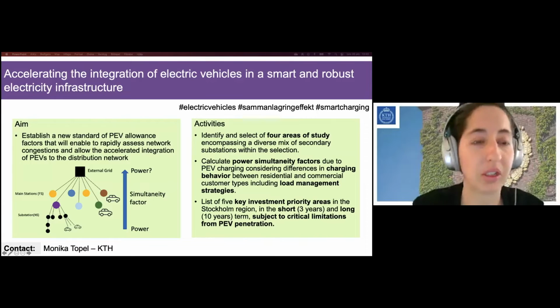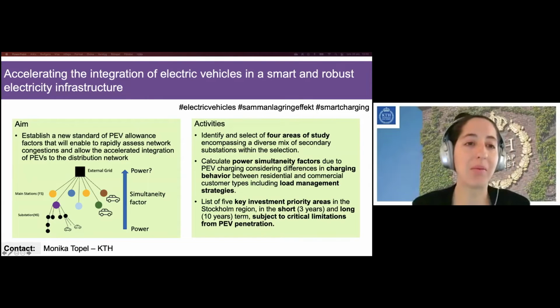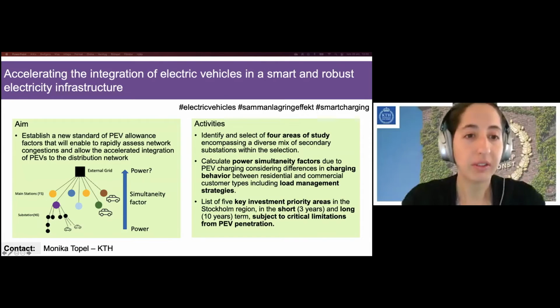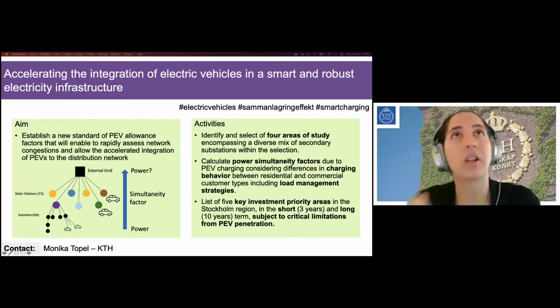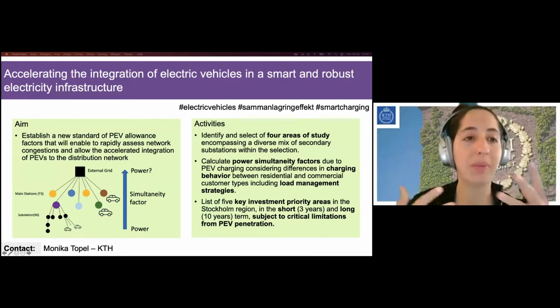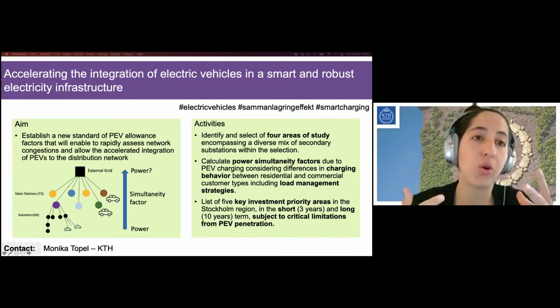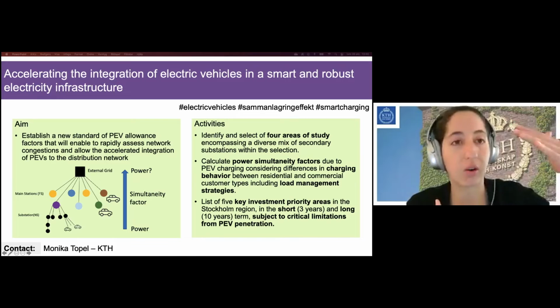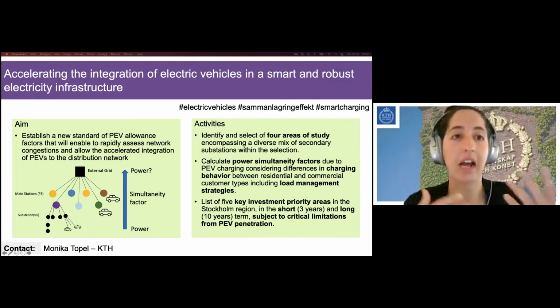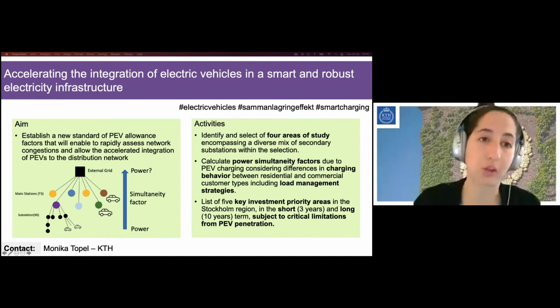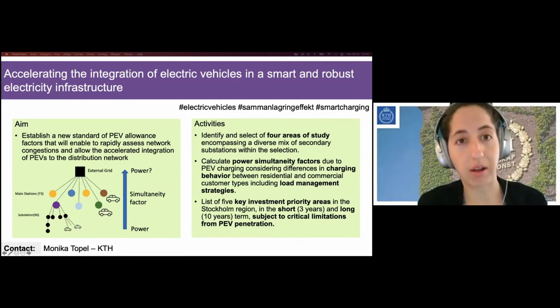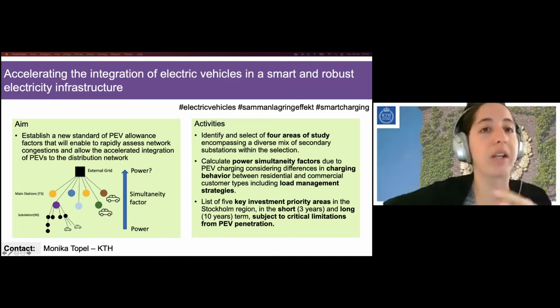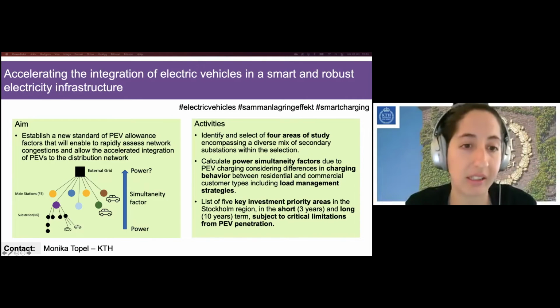When it comes to the aim, we set up the aim to see if we can establish a new standard for EV allowance factors that enable people working at the DSO to rapidly assess the network's congestions, or to know the existing coincidence factor in the network, depending on which level of aggregation we're looking at, and whether a new connection of this many electric vehicles with a specific behavior will make things worse, and will it match more with the simultaneity effect, or will it be okay compared to what is existing there?